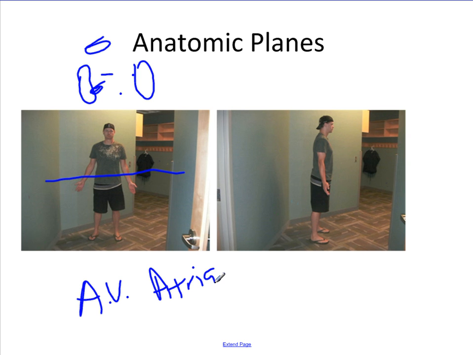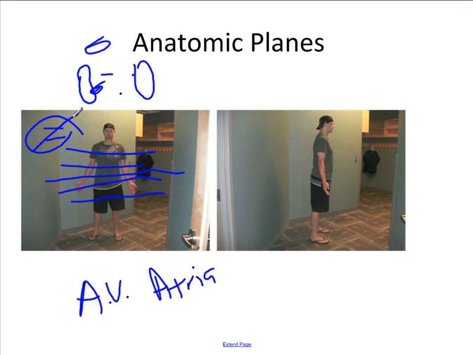So this, in my opinion, is the easiest one, the transverse plane, because all you're doing is dividing a body structure, a body part, into its superior, inferior, or top and bottom portions. Now you have to bear in mind that these cuts don't have to be equal. When you're taking a transverse view of something, the body part or the body itself does not have to be divided into equal portions. So keep that in mind.